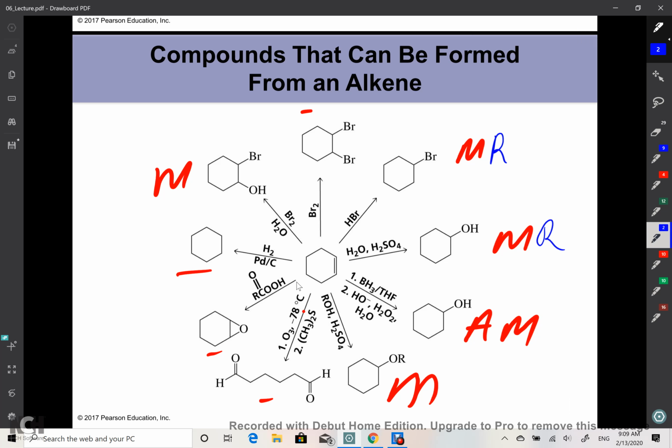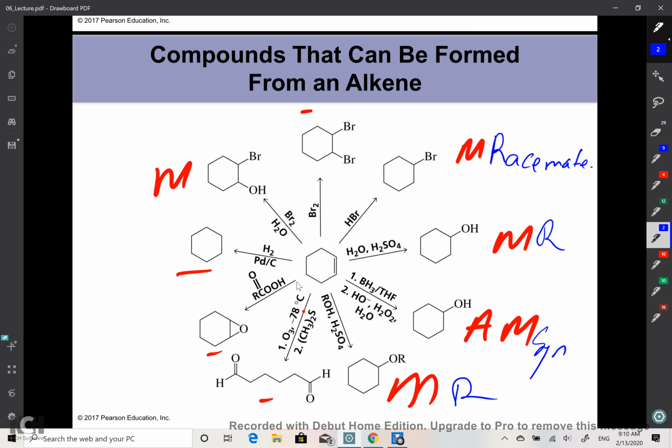Hydroboration, we just talked about hydroboration. Is that a syn or an anti-addition? Hydroboration is a syn addition. This one will produce a racemate. Ozonolysis, we don't know what ozonolysis will give us. Markovnikov, the R means a racemate. Bromination is Markovnikov.